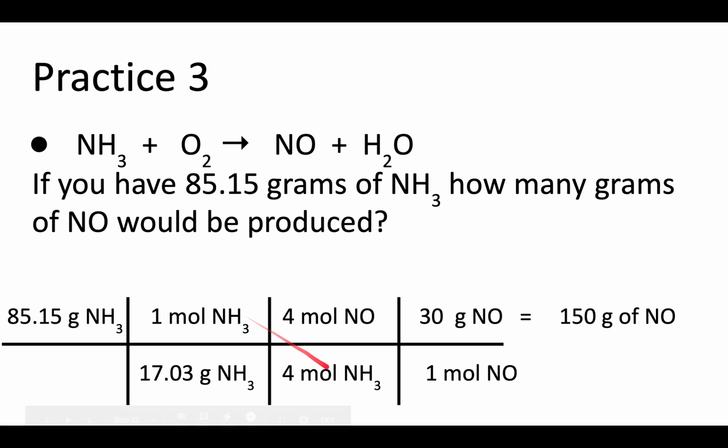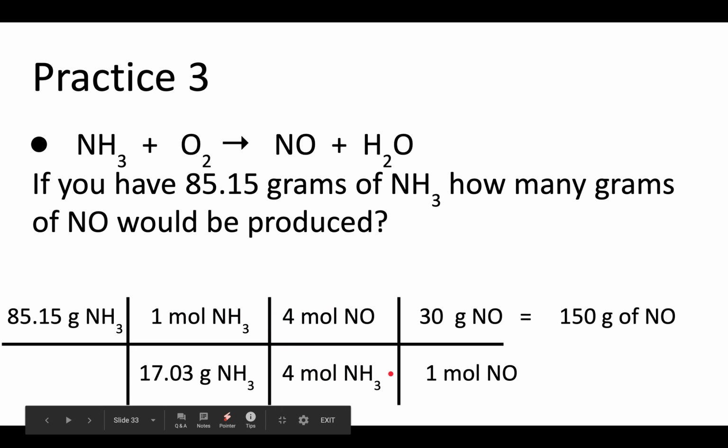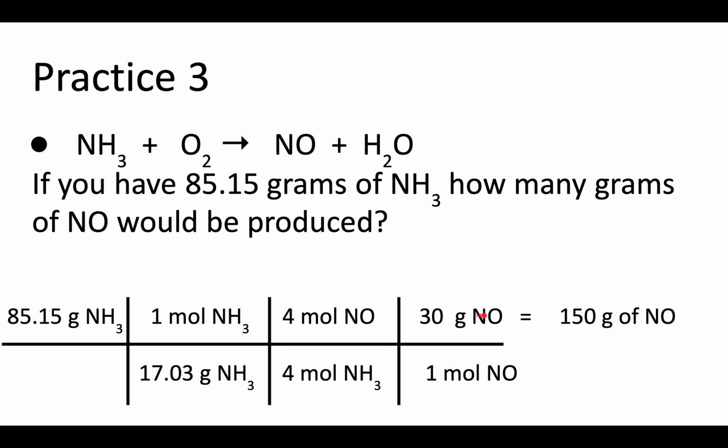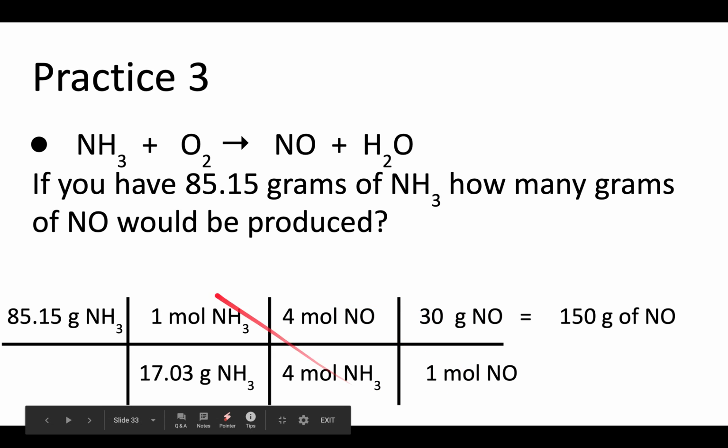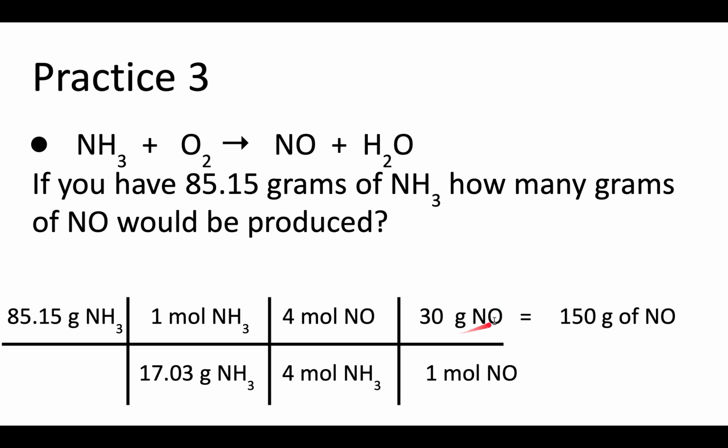Again, moles here would cancel. Now I'm at moles of nitrogen monoxide, but I still need to get to grams. So now I convert that back into grams. So 1 mole nitrogen monoxide, 30 grams, which is the molar mass of nitrogen monoxide. These cancel, these cancel, these cancel, and all I'm left with is this here, grams of nitrogen monoxide.